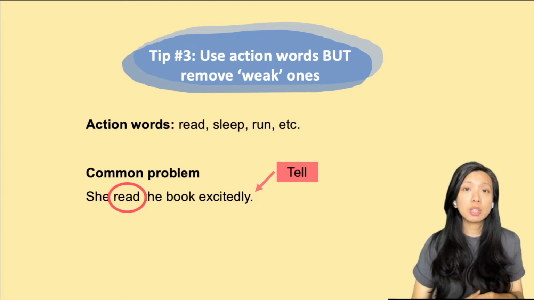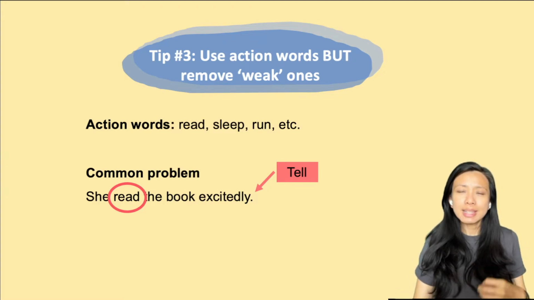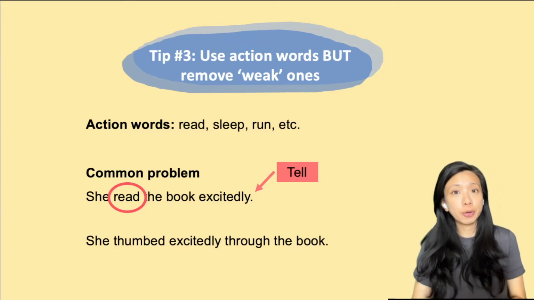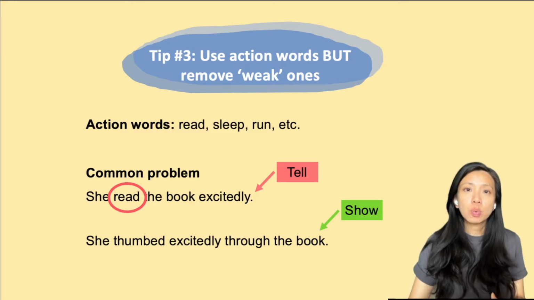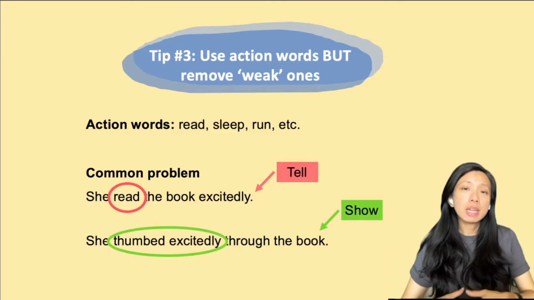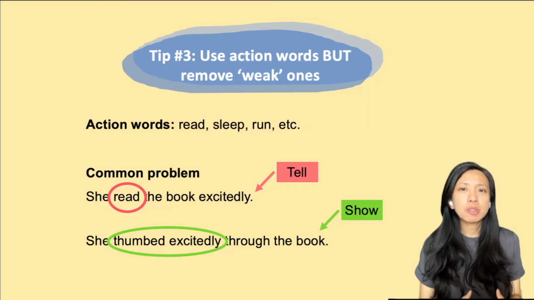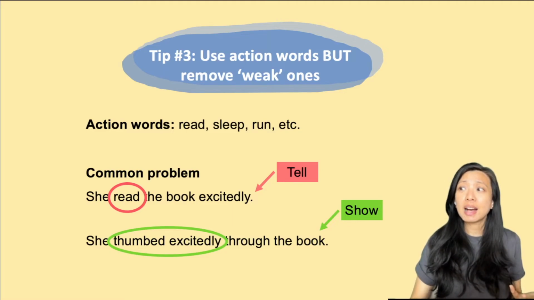What I can do here is to be a little bit more specific. Instead of the word read, I can change it to a more specific synonym. For example, she thumbed excitedly through the book. Notice how I have used the word thumbed instead of read, and it's definitely more specific. You can use this for many other types of action words as well. For example, instead of using the word walk, I can say, I tiptoed into the room.